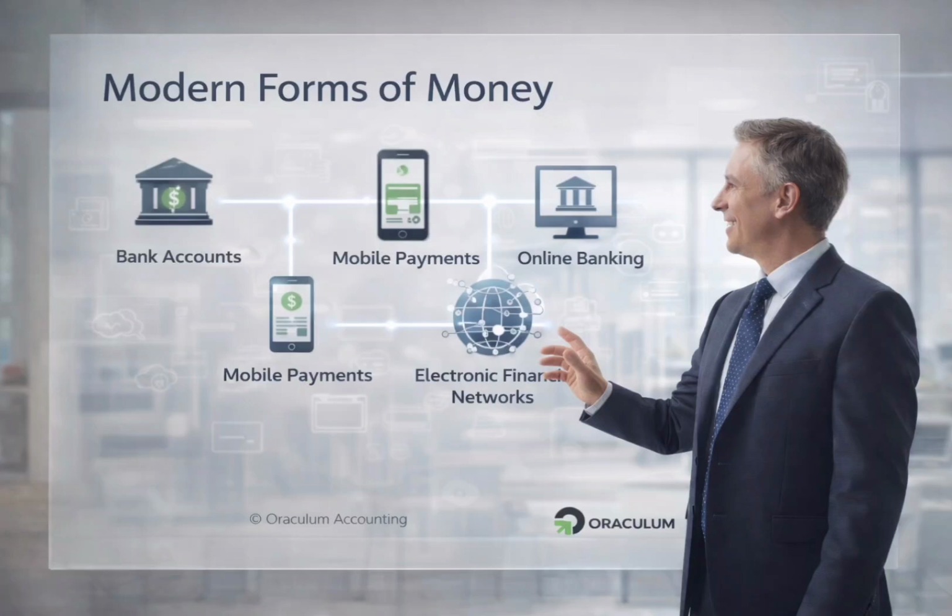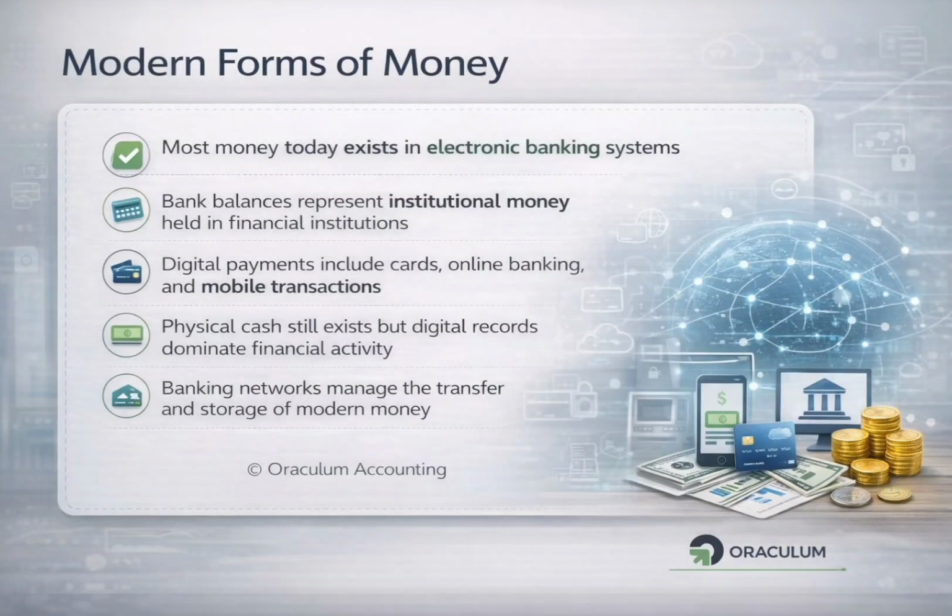Bank money represents balances stored in financial institutions and transferred through payment systems such as online banking, cards, and mobile transactions. Although physical cash issued by central authorities still exists, a large portion of financial activity now takes place through digital records within banking networks and financial systems.